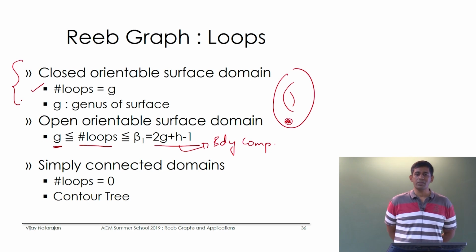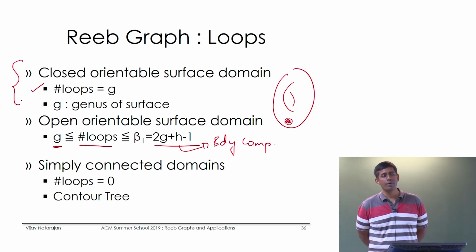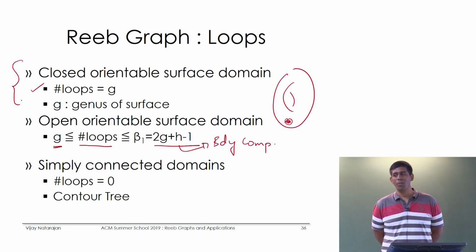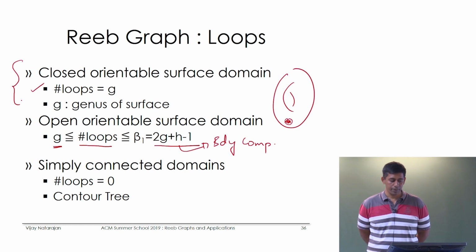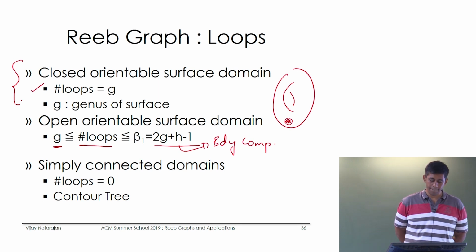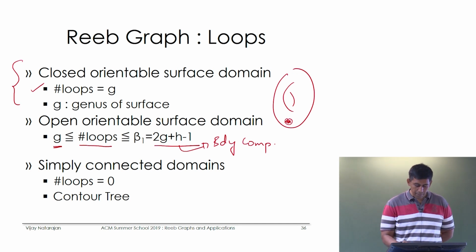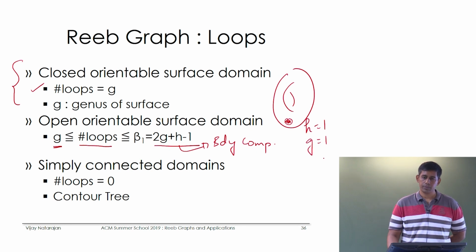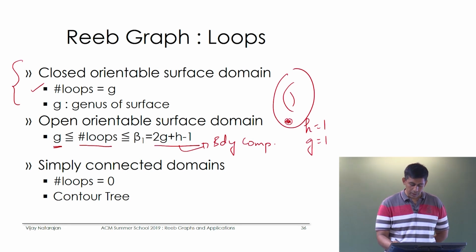An outcome of all this is that when you have no cycles, you know for sure that your domain is a sphere. Here H is the number of boundary components. Here H is equal to 1, G equal to 1. So when that hole is considered, that is 1. This hole is actually not part of the domain.